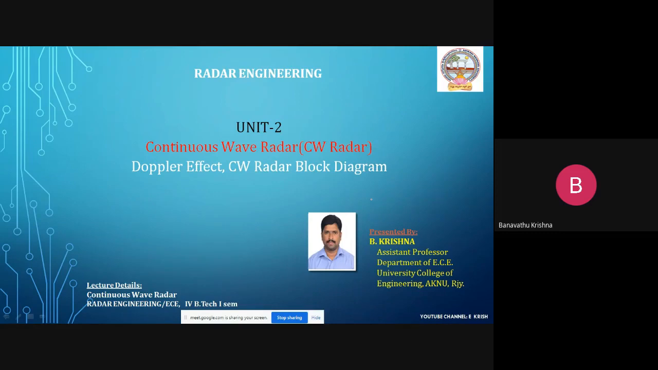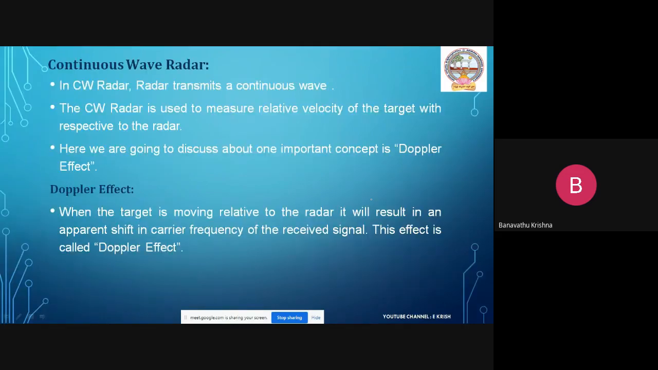Okay, and in whatever signals are received at the radar receive station, there is a change in frequency. That change in frequency is nothing but the Doppler effect. So how the change in frequency occurs and how it is applicable to the continuous wave radar block diagram, let us go through this PPT.